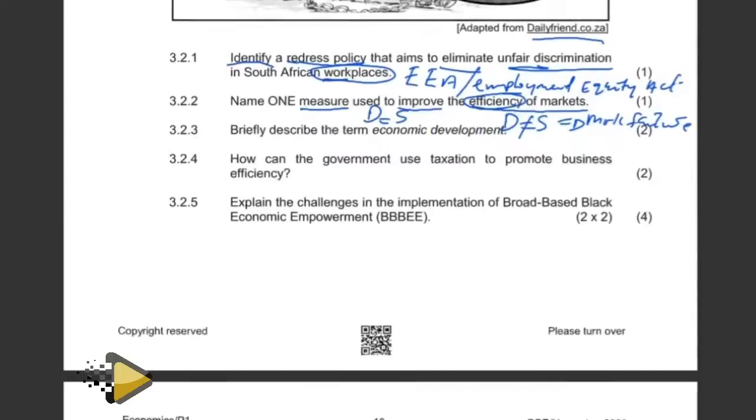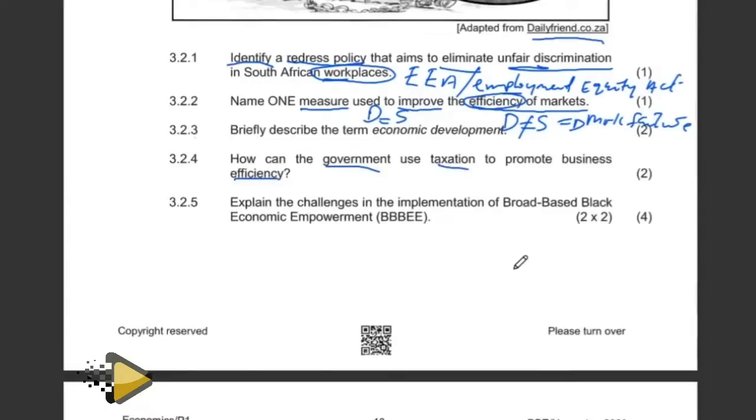Okay, right. So now let's move on to the next question, grade 12. The next question that we have is 3.2.4, as follows: how can the government use taxation to promote business efficiency? So guys, remember, when we talk of the word efficiency, the word government, and the word taxation, I'm going to explain what they mean.